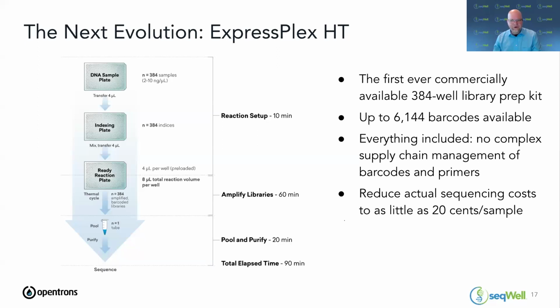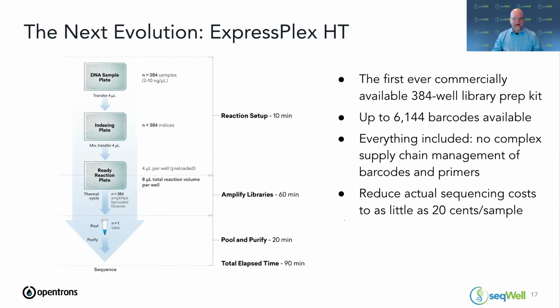And this is actually the first ever commercially available 384 well library prep kit, and we will have 6,144 barcodes available for this. And we do have users now actively doing 6,144 samples at a time. And really, if you think about trying to multiplex to that level, you would have to go out and source all of those barcodes, all those primers, and put all this together into a 384 well format. That takes a lot of time and effort for someone to do from scratch.